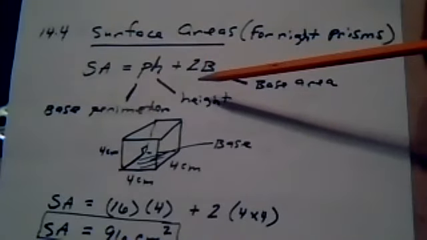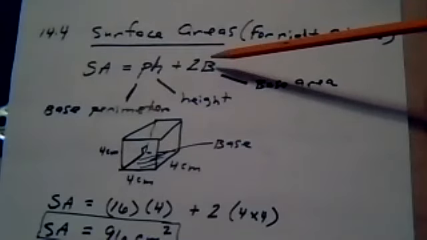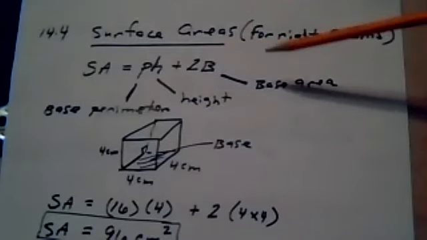Plus 2 times capital B. The reason they have a capital B is because it's going to represent a base area. So in this case, it will be the area of this rectangle. So 16 is the perimeter, 4 plus 4 plus 4 plus 4. All these are 4s, 16. This 4 is the height. Here's the height, here's the 4. Plus, here's the 2 from the formula. And this is the area of the base. 4 times 4 is the area of the base. Simplify, and you get a surface area of 96 square centimeters.